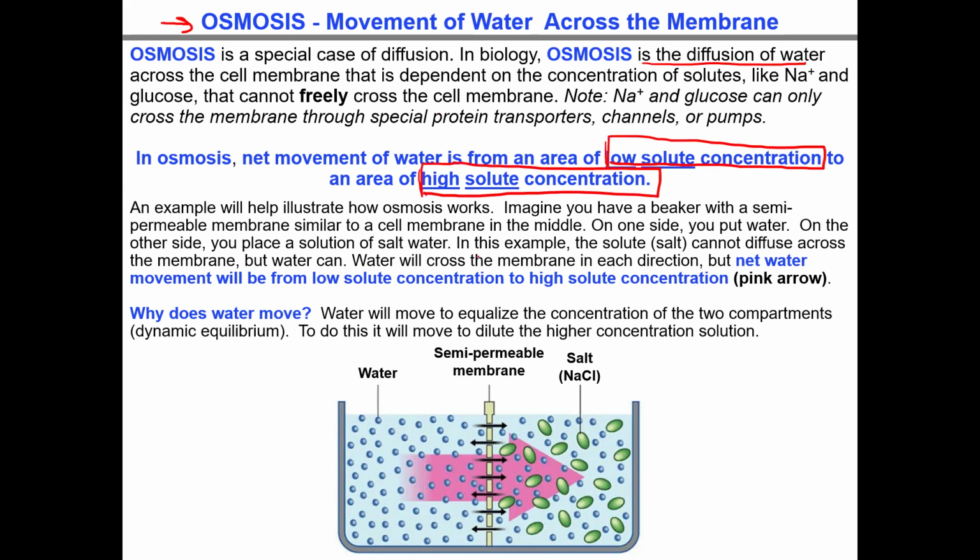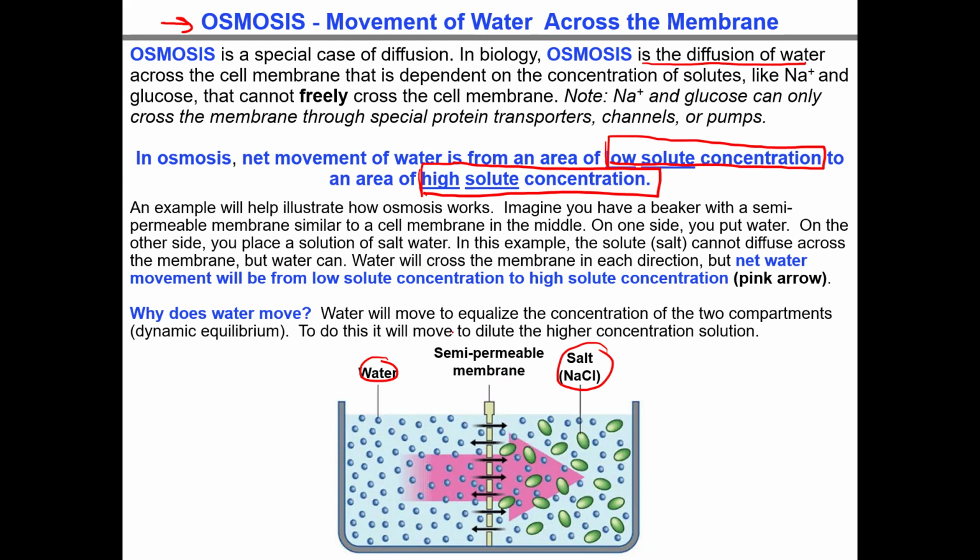So what this basically means is it's going to go from an area where there's not a lot of solute, meaning the stuff that's able to dissolve in water, to an area of high. So looking at this over here, you can see our example. We have our water here, and then we have our sodium chloride, or our salt. Right in the middle, we have our semi-permeable membrane.